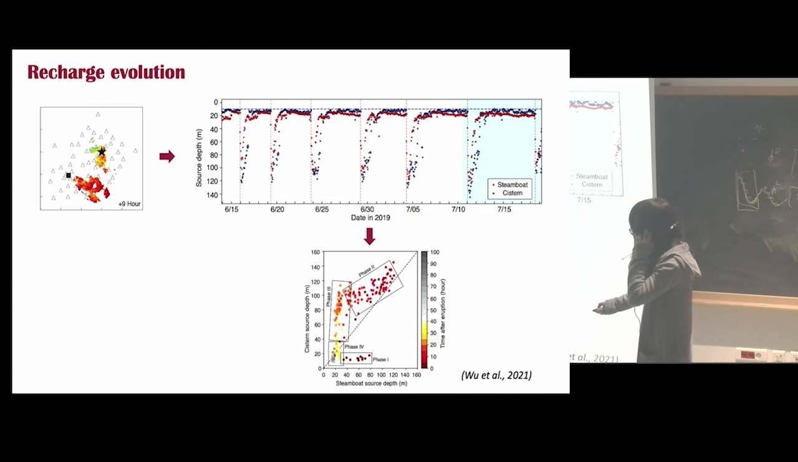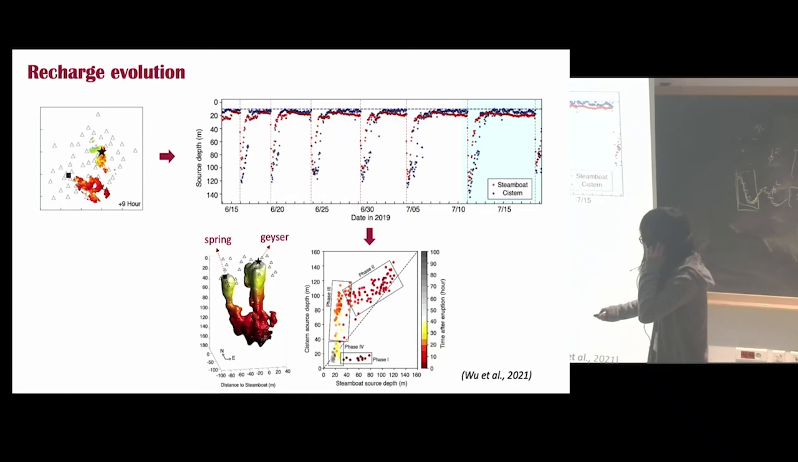Here I mark the evolution: geyser source depth versus Cistern source depth, and the color is the time after the eruption. In this case, we are looking at where the tremor sources are as a function of time within each of the plumbing systems. This diagonal line means that they are at equal depth. So you'll see there's no tremor source along this equal depth line at all.